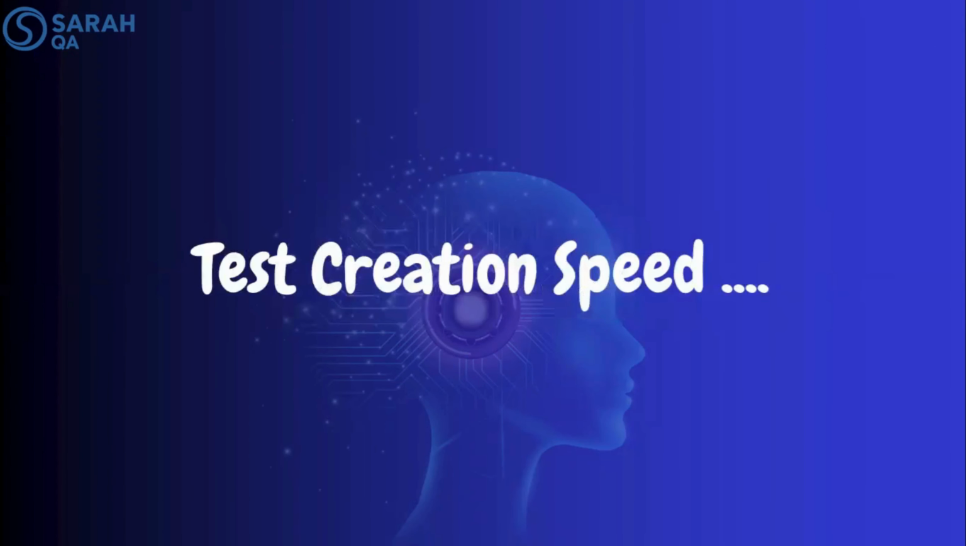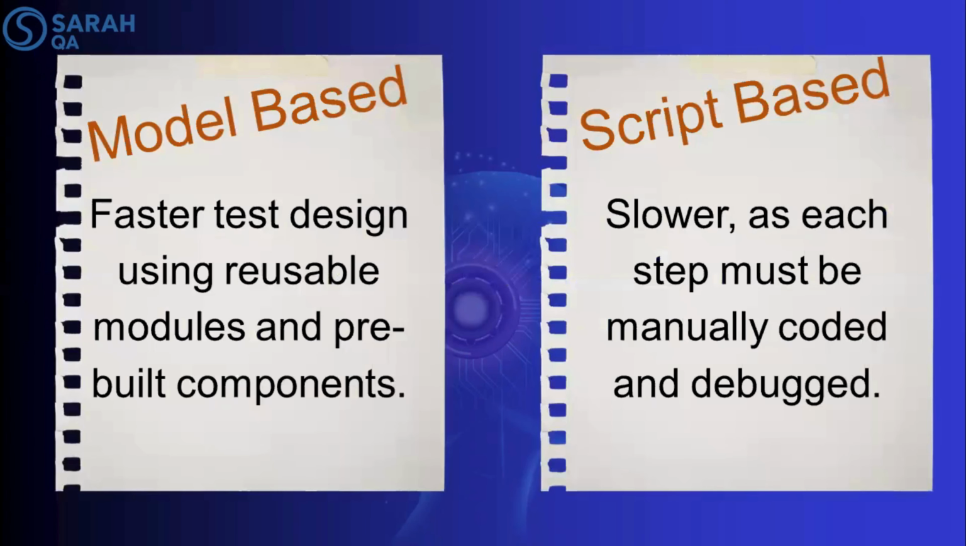Test creation speed, when it comes to model-based, it's going to be a faster design approach because you are relying on the modules and you have the reusable feature. And also Tosca provides a set of inbuilt components called standard modules using which you can perform various actions in the application. When it comes to script-based, it's going to be slower because you have to manually code it, like 50 to 100 lines of code. You have to write it, and then when there is any issue, debugging will cost time.